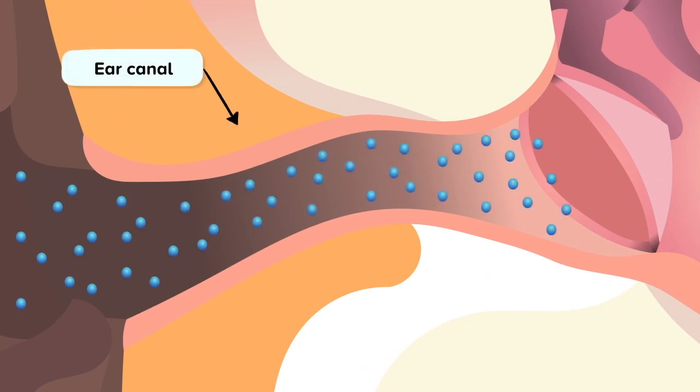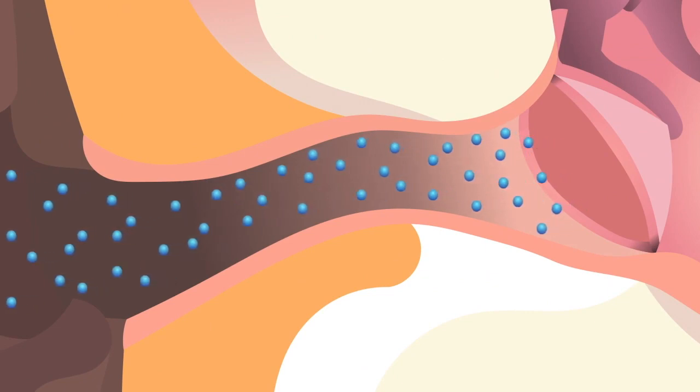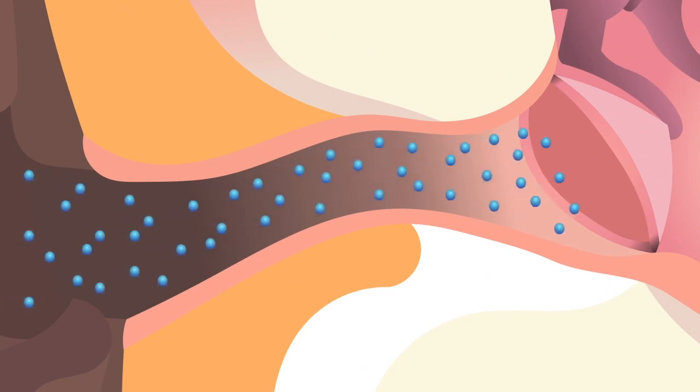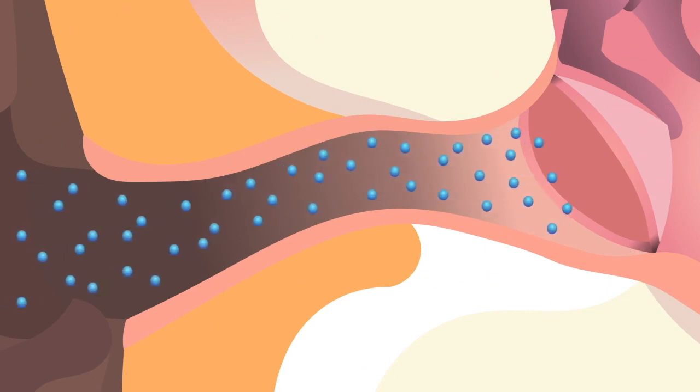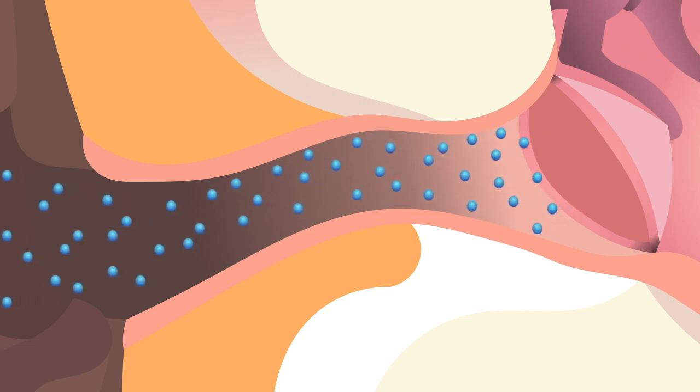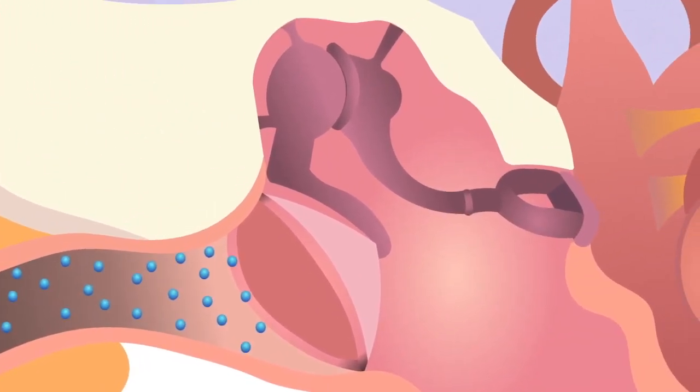If we imagine the air particles inside your ear, the vibration from the tuning fork causes air particles inside your ear canal to vibrate. The vibration of the air particles causes the eardrum to vibrate.